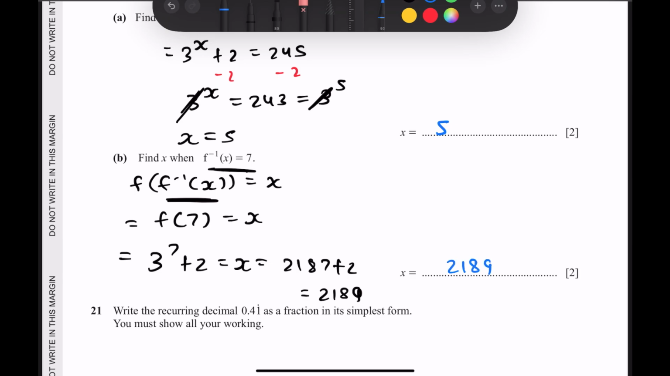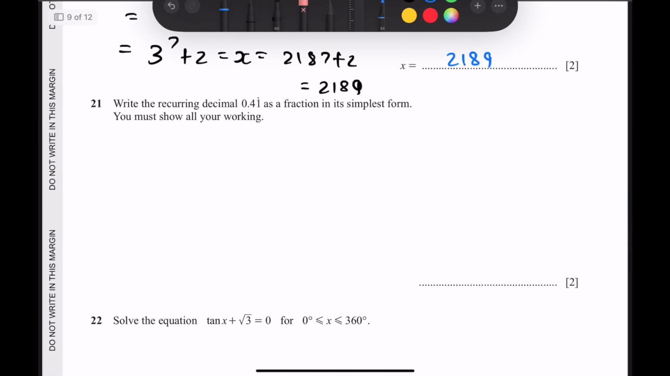2189. Okay, there's no more dots. That's perfect. Question 21 says to write the recurring decimal 0.41, where 1 is the recurring digit, as a fraction in its simplest form, and you must show all your working. So if I substitute x to be the variable that represents 0.41, where 1 is recurring, this is equal to 0.4111 and so forth.